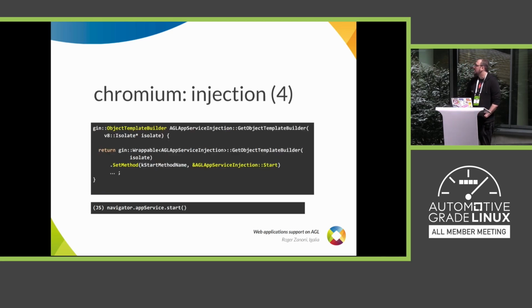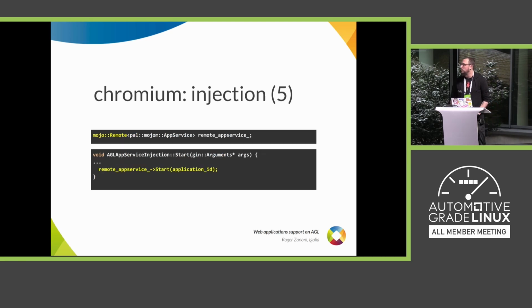But we need to be able to make a call. So here's another helper function from Gin library. Here we assign to the start function the method from our injected class. So this class will communicate with the service on the browser process. This is done by using Mojo. That's the IPC library that's used by Chromium.